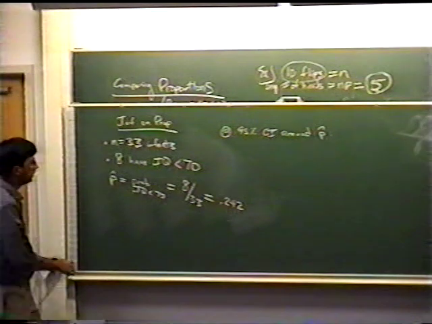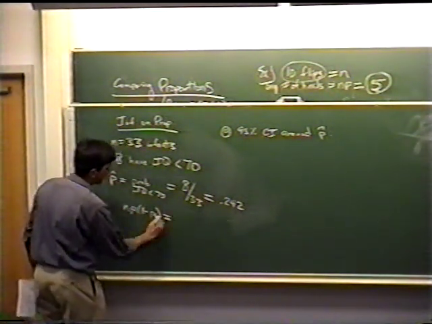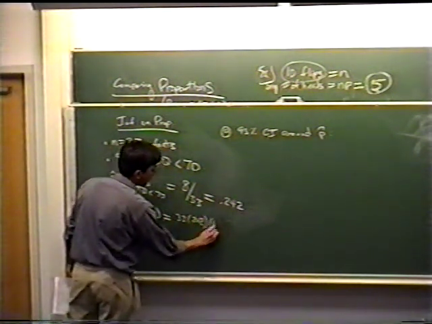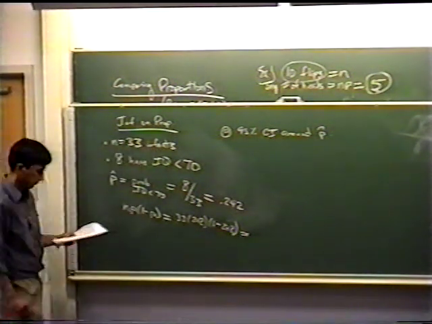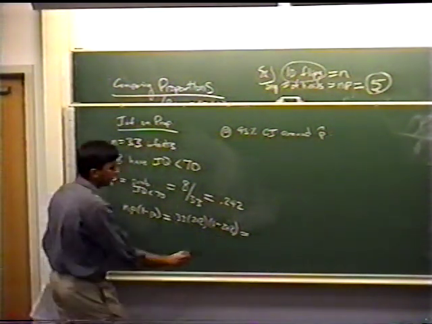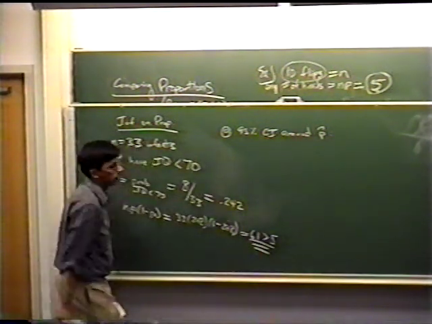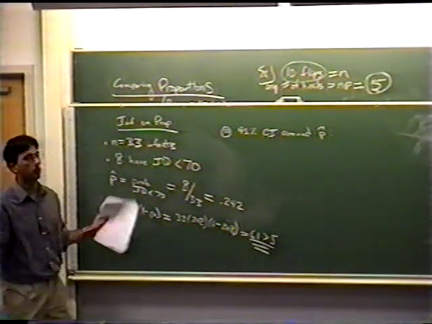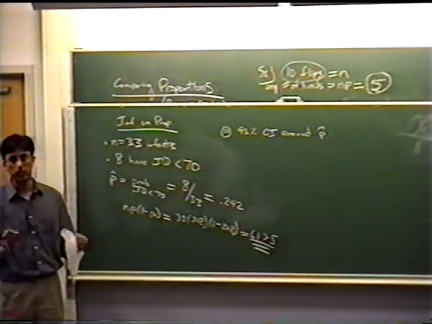Okay, so is npq greater than 5? It's 33 times 0.242 times 1 minus 0.242, right? And when you do that, you get that it's equal to 6.1, which is greater than 5. So, good, we're all set. This sample can be approximated as normal. We don't have to deal with any t-tests. All we're dealing with are z-tests.